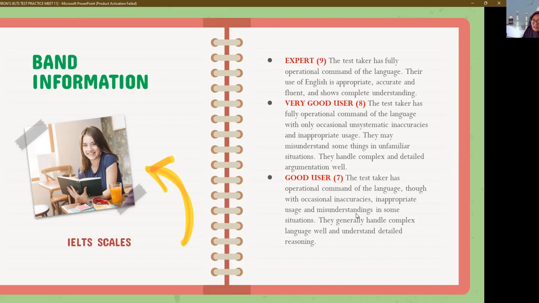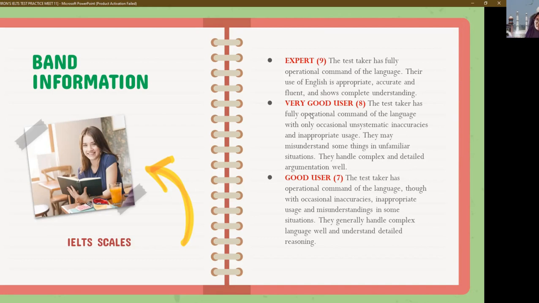The test taker has fully operational command of the language. The use of English is appropriate, accurate, and fluent, and shows complete understanding. Because the bands here are not only for listening but also for the other skills: writing, reading, and also speaking. So if you got band 9, you are the expert. Of course, your speaking is fluent. Okay, this is about band 9 for the IELTS test.